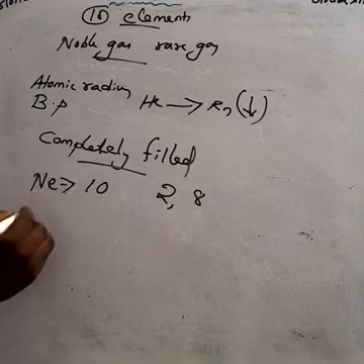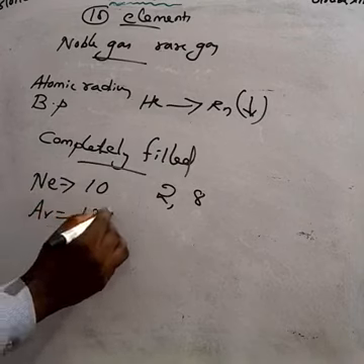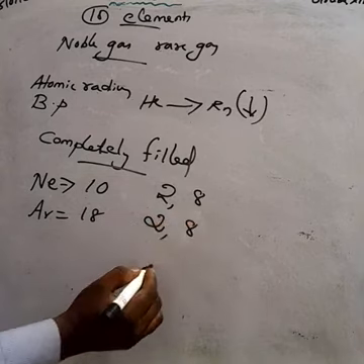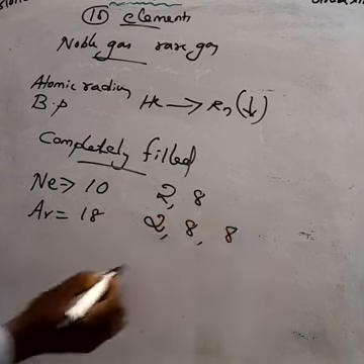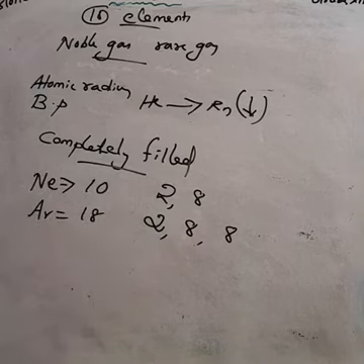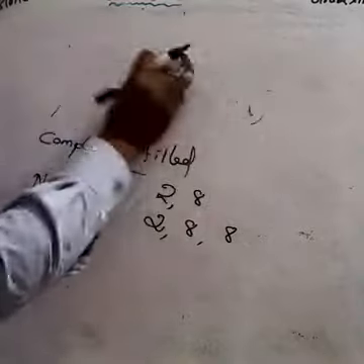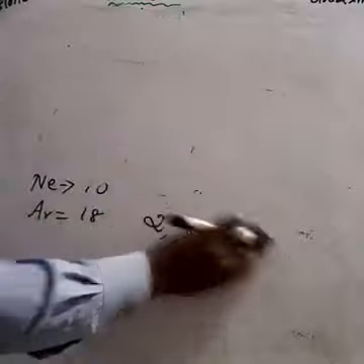What about argon? The atomic number is 18. The first shell accommodates 2 electrons, the second shell 8 electrons, the third shell also 8 electrons. In such a way the valence shell has 8 electrons. So these noble gases are extremely stable. They have a small tendency to gain or lose electrons. Most probably they cannot lose or gain electrons. Am I right? A small tendency to gain or lose electrons.